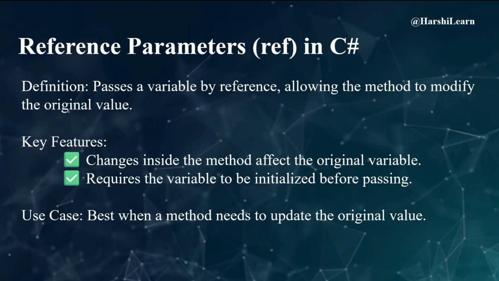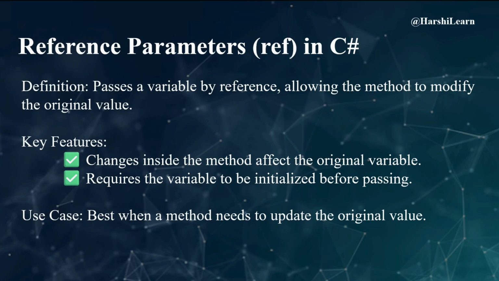Alright, now let's talk about reference parameters in C Sharp. This works differently from value parameters. With value parameters, we pass a copy of the variable, so any changes inside the method don't affect the original value. But with ref, we pass the actual variable itself, which means any changes inside the method will reflect outside too. And one important thing to remember is that before passing the variable as reference, it must be initialized. This is because ref works with an existing memory location, not just a copy.